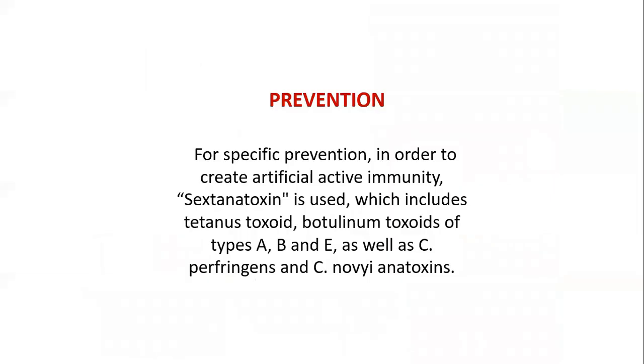Prevention. For specific prevention, in order to create artificial active immunity, anatoxin is used, which includes tetanus toxoid, botulinum toxoids of types A, B, and E, as well as Clostridium perfringens and Clostridium novyi anatoxins.